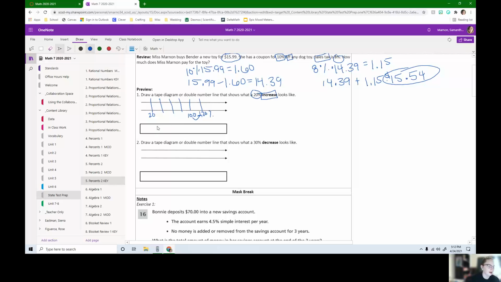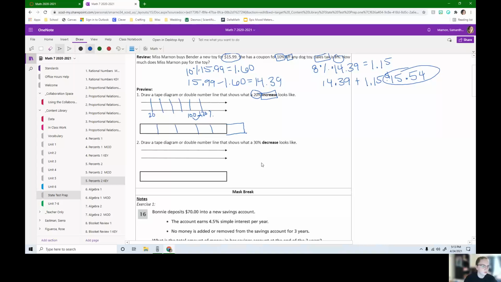Or we can actually do the same thing on this tape diagram. So split it into 5 equal pieces. So it's 20, 40, 60, 80, 100. They're a little not equal, I did my best though on this computer. Showing it, adding another box on is a 20% increase.